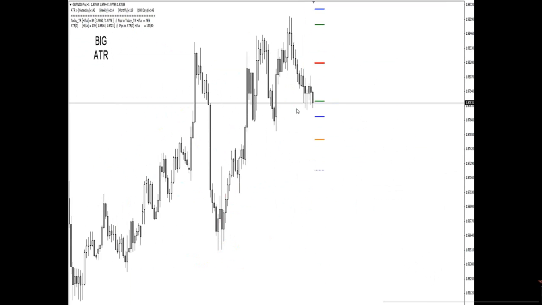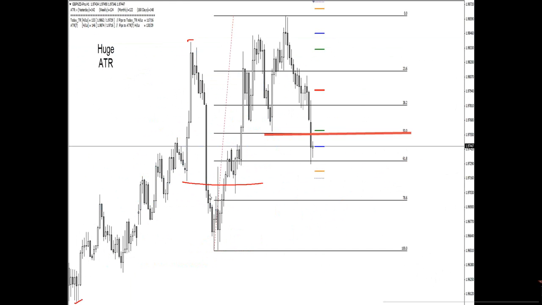Deeper correction. Now this is GBP New Zealand. Look after the big correction. New high because this correction was deeper. And look ATR. It's huge ATR. Especially this is August. Look at this. 146.